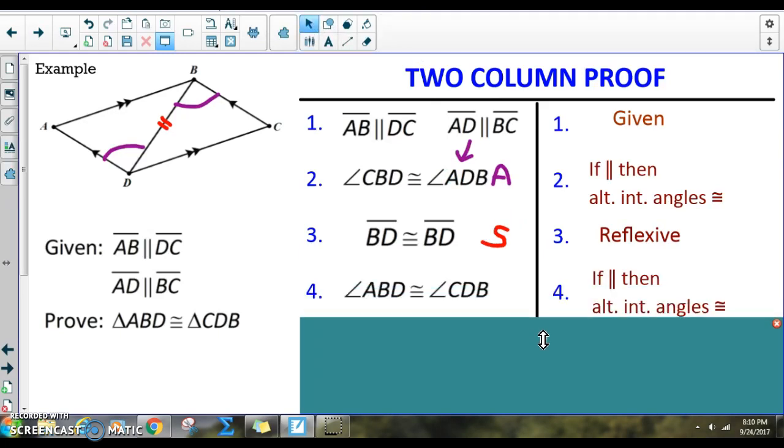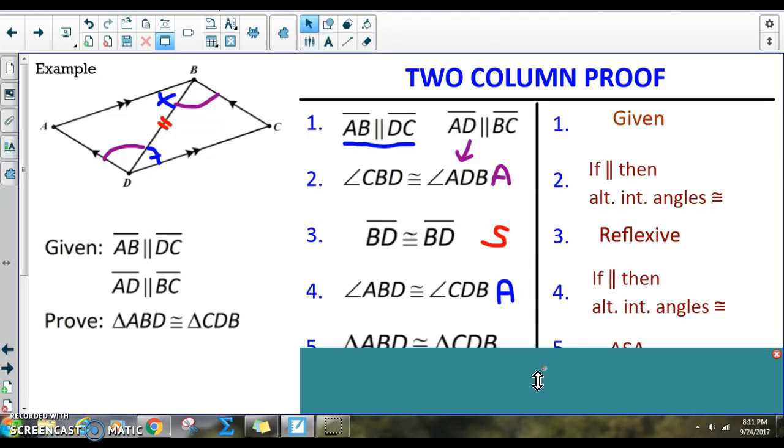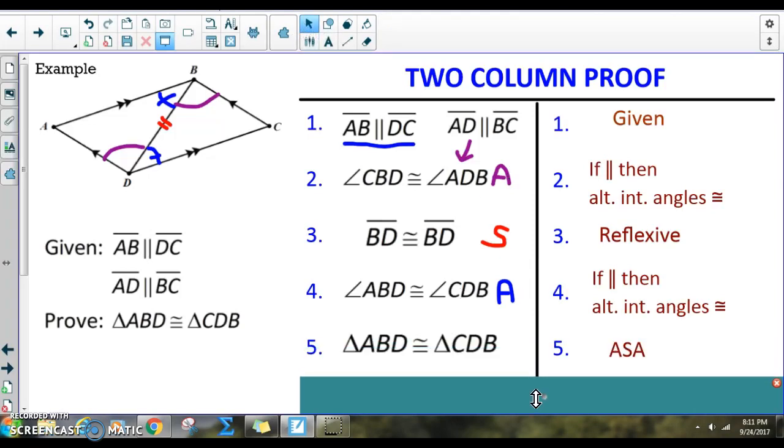Next, we have that angle ABD is congruent to angle CDB, so let me go ahead and mark them. They are the ones up in the upper right and in the lower left here. And they are congruent because of these 2 parallel lines in the first part of the given. They are another pair of angles, and as you can see, I now have ASA, which is exactly the reason I'm going to use for step 5.